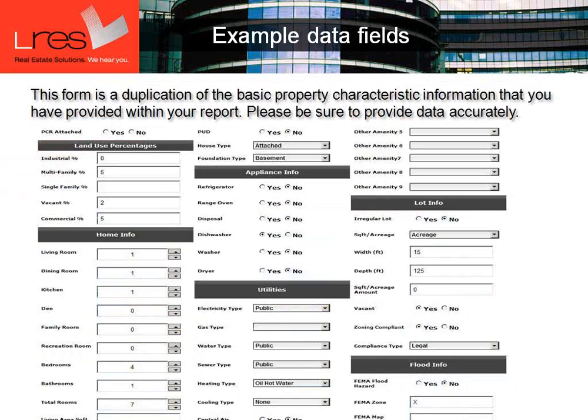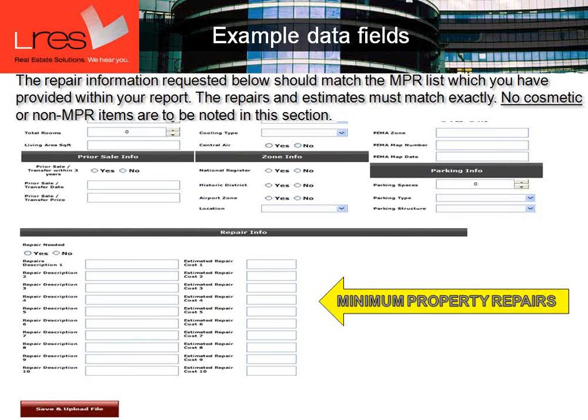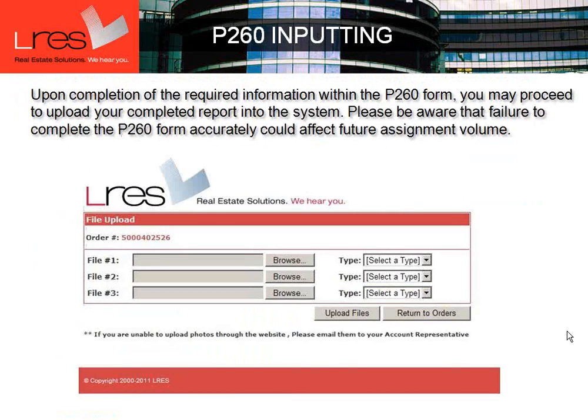These are all just general fields that are contained in your report. We ask that you do take, again, like I said, a few minutes and make sure these items match what you already noted in your report. Now the last page, there's a list of repairs here, and these repairs should only be what you noted to be minimum property repairs. They don't want to know what your cosmetic repairs were. They want to know what the list of repairs that you noted in your appraisal report and their cost to cure. From this point, you can press save and upload, and you'll be directed to the standard upload appraisal field.